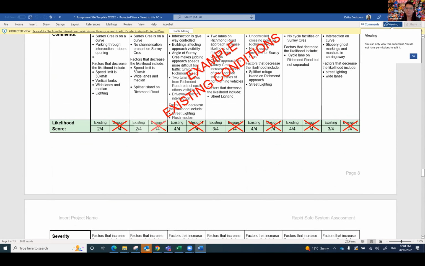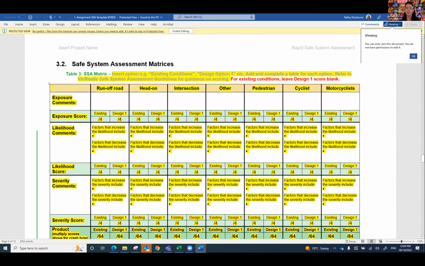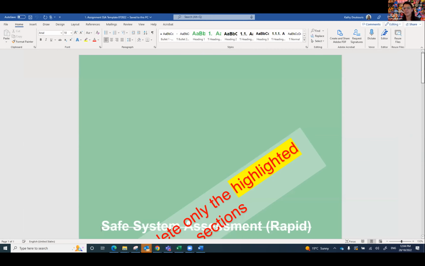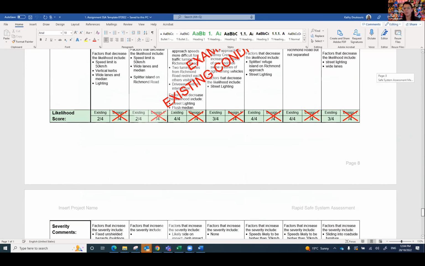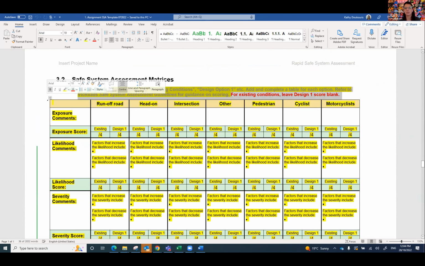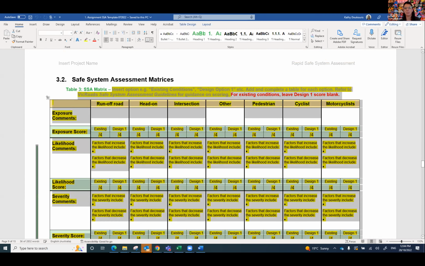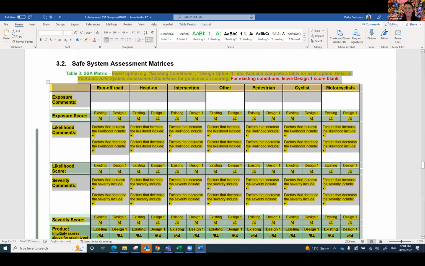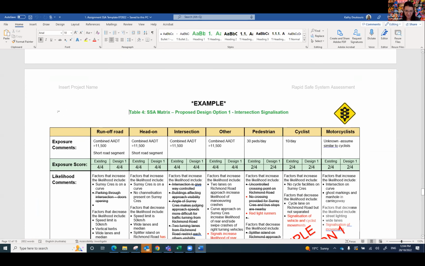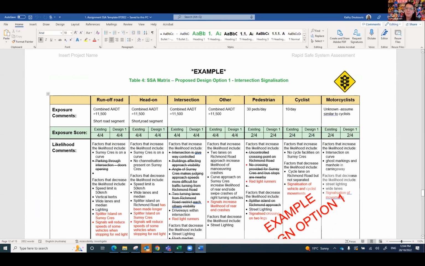Then what you do, so you've filled all this in, you copy your table once it's all completed. Sorry, just one moment. There we go. So you've completed your table, you copy it. You have many goes at copying it. And then what you do is you paste it. Let's pretend I've pasted it. And then what I start to do is call it the design option 1.